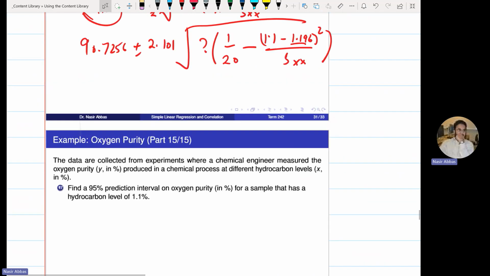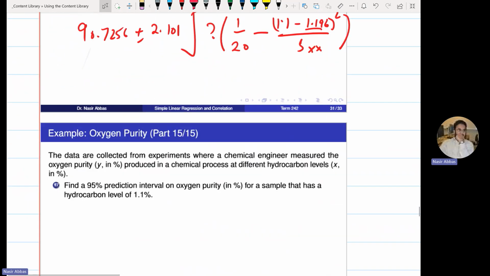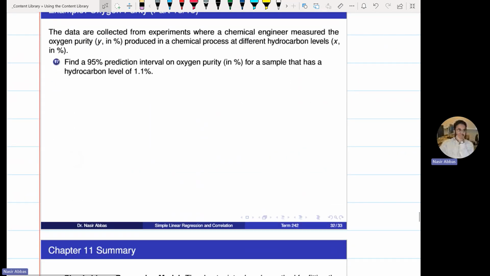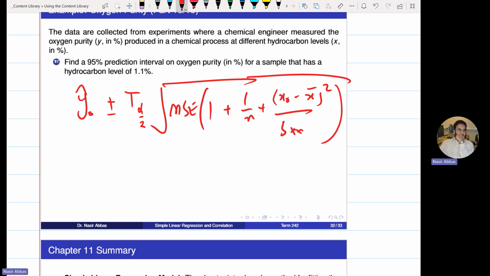See the relationship between these two questions. What does the last question say? Find a 95% prediction interval. Prediction interval is for mean value or single value? Single value. So the prediction interval will be the same formula, but 1 plus. So that will be y naught hat plus minus T alpha by 2 times the square root of MSE times 1 plus 1 over n plus x naught minus x bar whole square over sxx. So you will plug in the values.